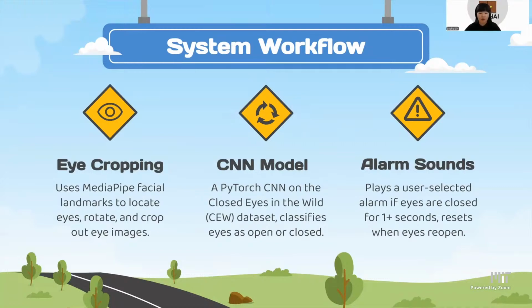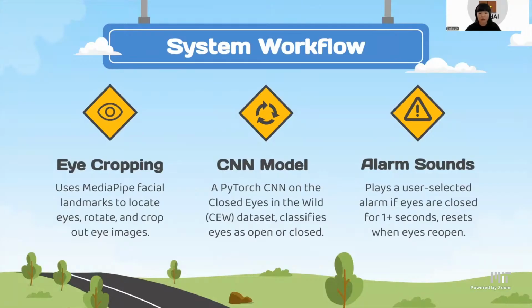We use MediaPipe face mesh to detect and crop eye regions directly from video frames. For every frame, we locate 4 landmarks around each eye, rotate the frame, and crop out eye images. We trained our PyTorch CNN on the closed eyes in the wild dataset, which includes images of both open and closed eyes captured under real-world conditions.